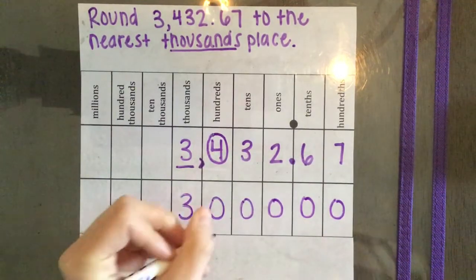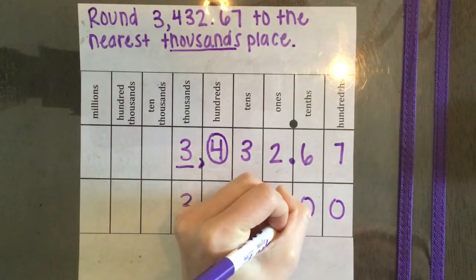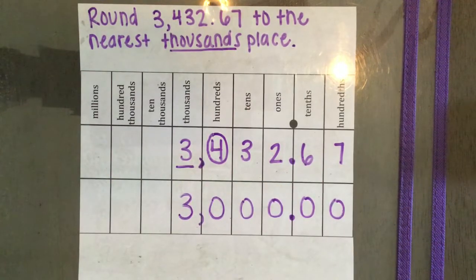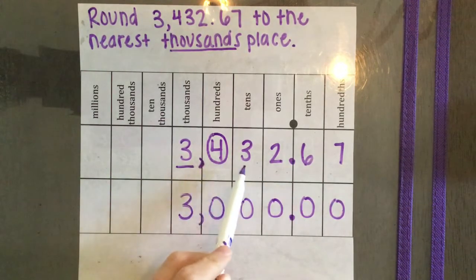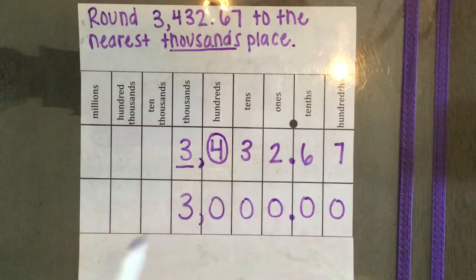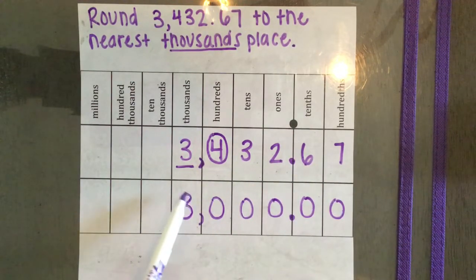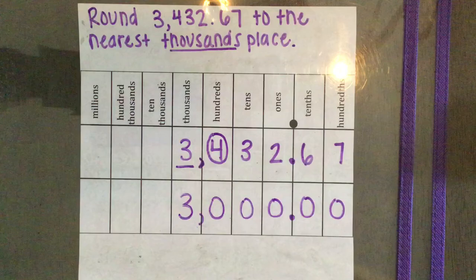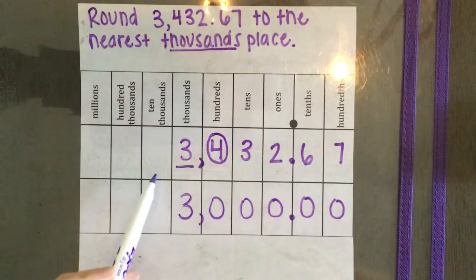Okay, I want to make sure I bring down my comma and my decimal. Okay, so 3,432 and 67 hundredths rounded to the nearest thousands place is just 3,000.